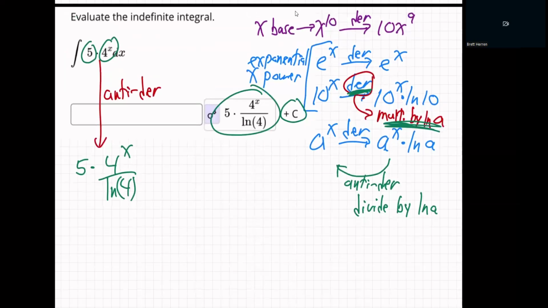So make sure you're clear when you see 4 to the x, that's exponential. x is in the power zone. That's different than something like x to the 10th, where x is in the base. When x is in the power, that's like e to the x. That's exponential. The derivative does nothing, which is our favorite one. If it's e, it does nothing. But if it's any other number than e, it goes times ln 10. So the antiderivative will divide by ln of that base. And there we go.